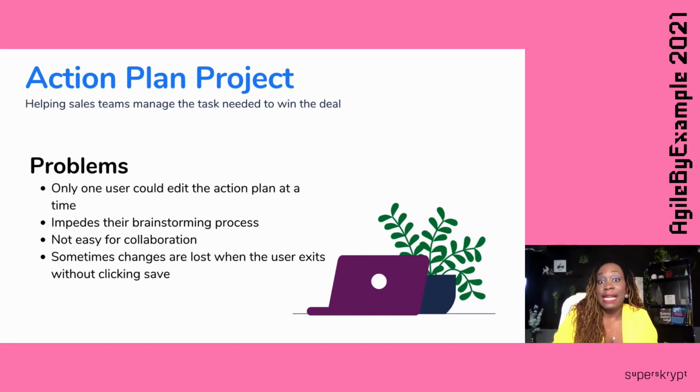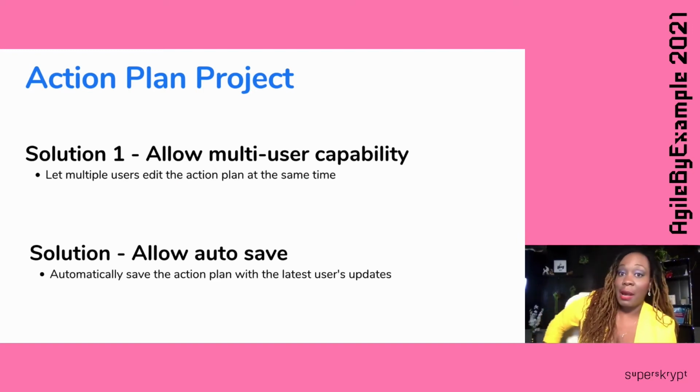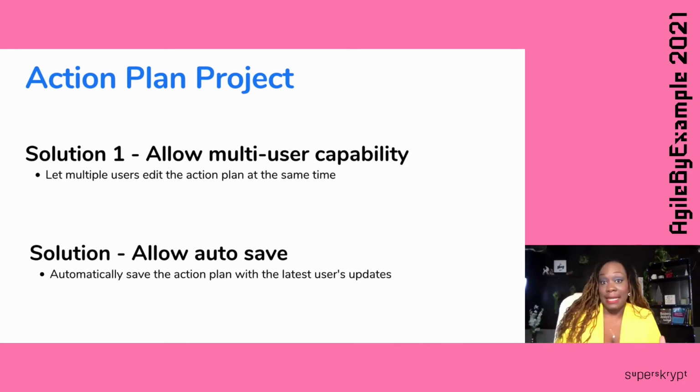So that was impeding their brainstorming process, right? And then if you exit without clicking on the save button, you would lose all your changes, all the tasks, all the stuff that you came up with would be gone. And we all know that's not a good user experience. So the two solutions that we came up with for this problem were multi-user capability and then also auto-save, right?